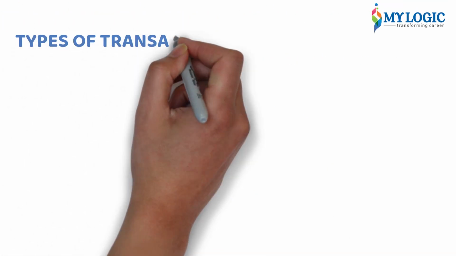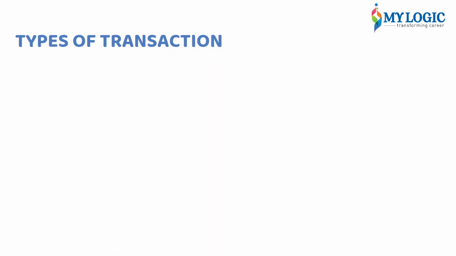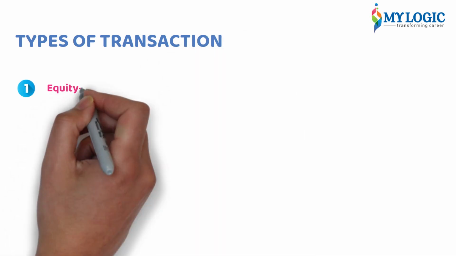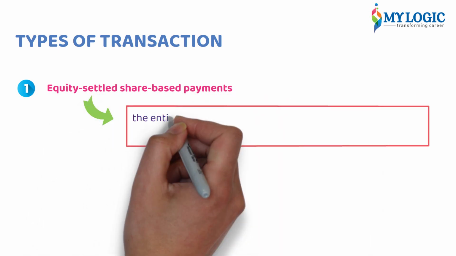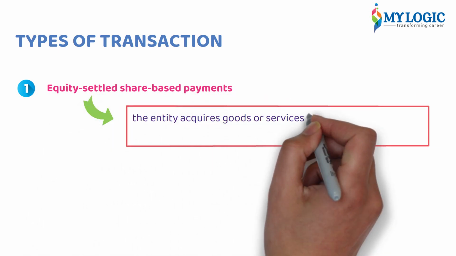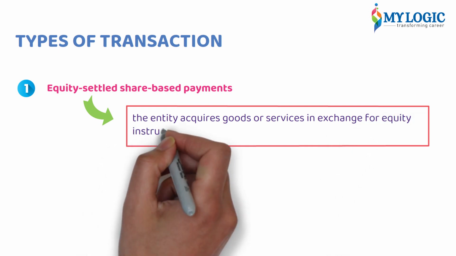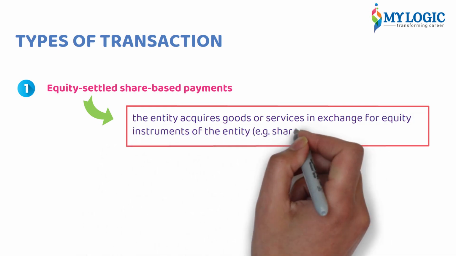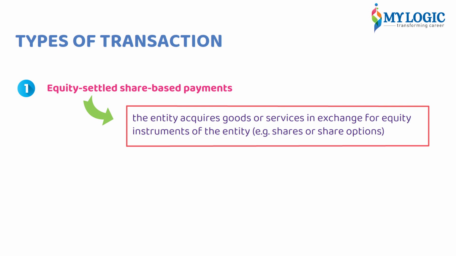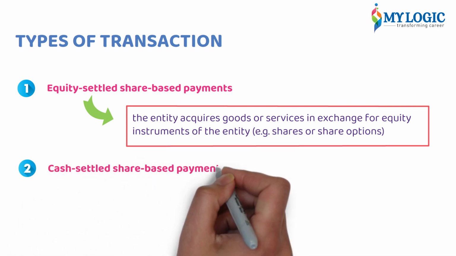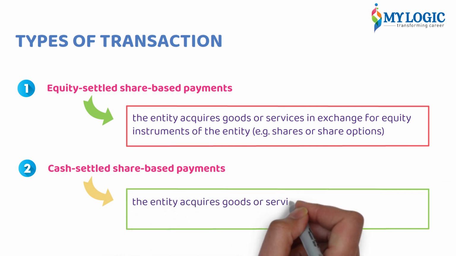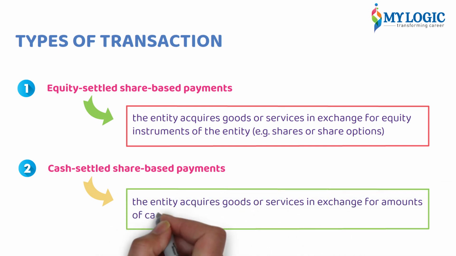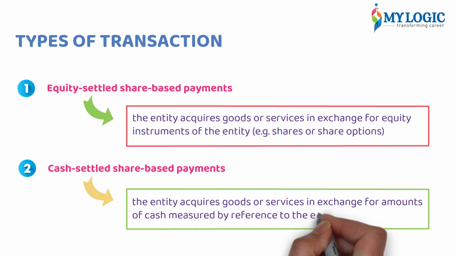Types of transaction. Number 1. Equity-settled share-based payments. The entity acquires goods or services in exchange for equity instruments of the entity, for example, shares or share options. Number 2. Cash-settled share-based payments. The entity acquires goods or services in exchange for amounts of cash measured by reference to the entity's share price.